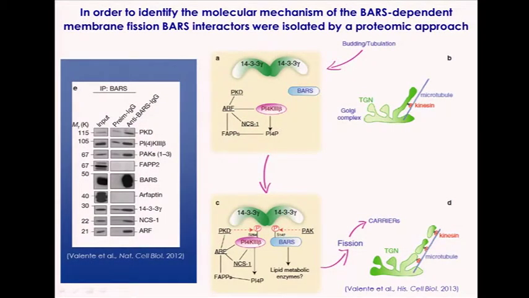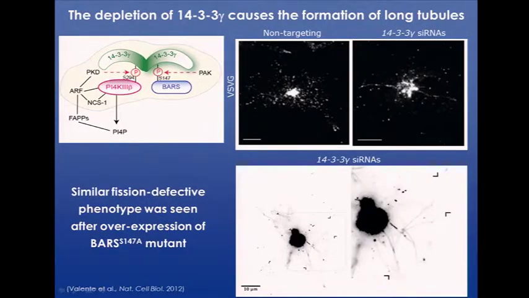In order to have the transition from this situation to this situation, you need to regulate these two proteins. So these two proteins are phosphorylated by PKD and PAK, and after phosphorylation, they are recognized by 14-3-3 gamma, and they form a tripartite complex, which is necessary to have fission. How do we know this? With a number of experiments, which again I don't have time to show, but at least I will show you what I said before.